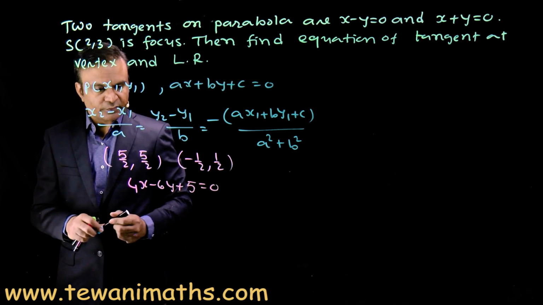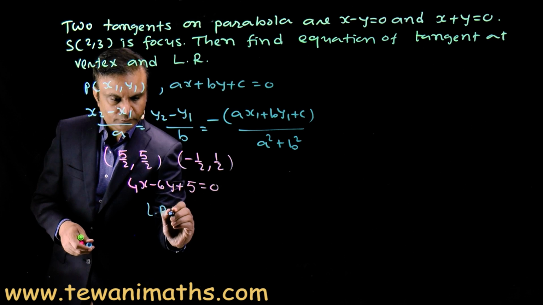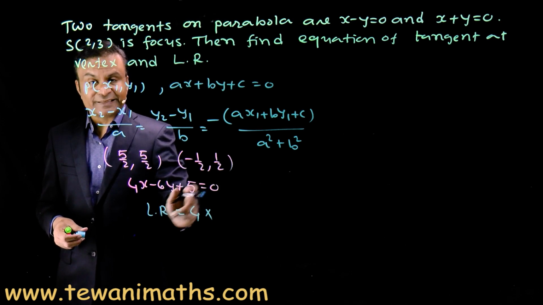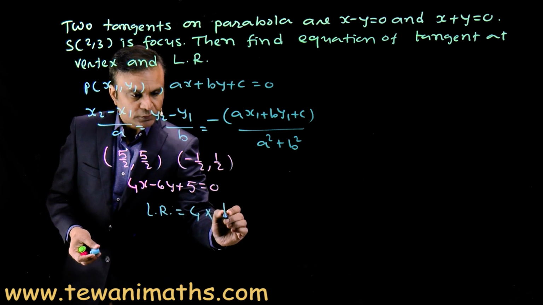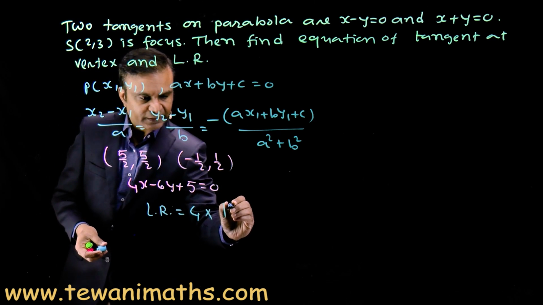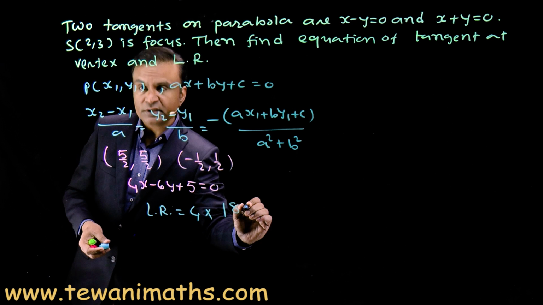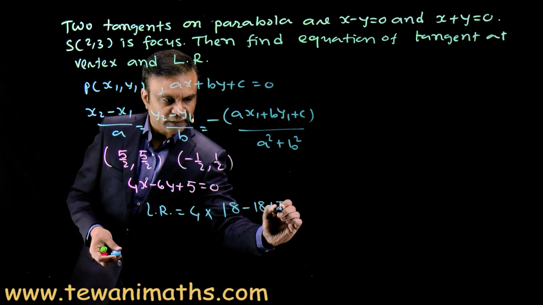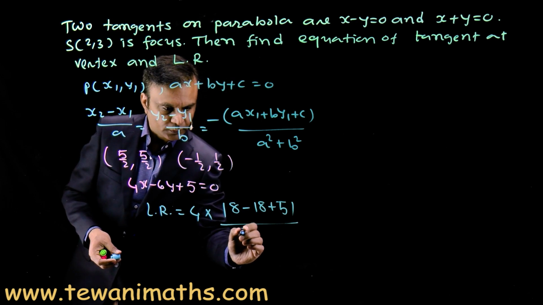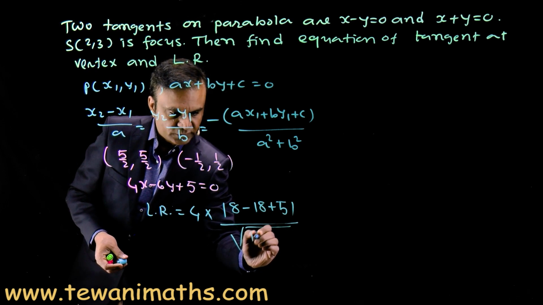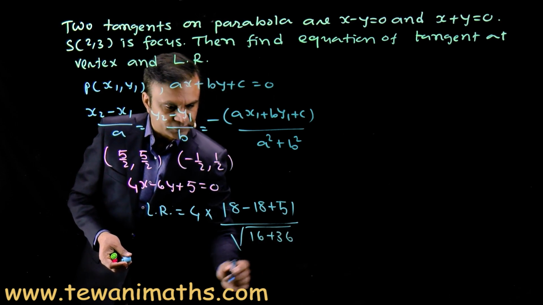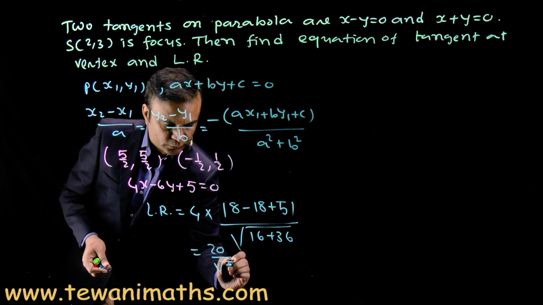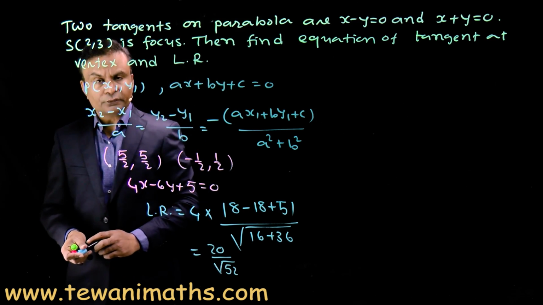The length of the latus rectum is 4 multiplied by the distance of the focus from the tangent at the vertex. The distance of this point from this line is |8 - 18 + 5| over root 16 + 36. This is equal to 20 over root 52. This is the length of the latus rectum.